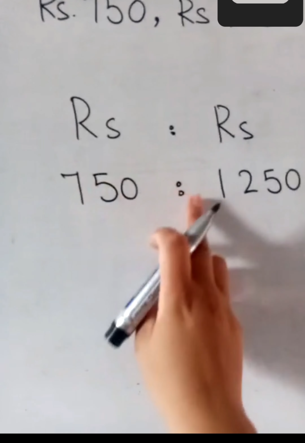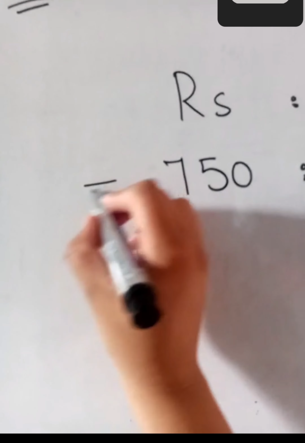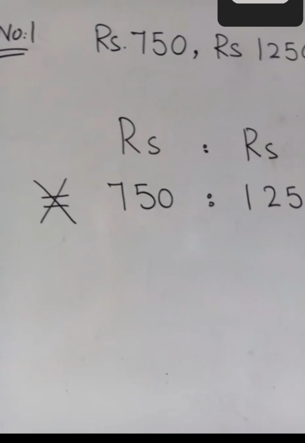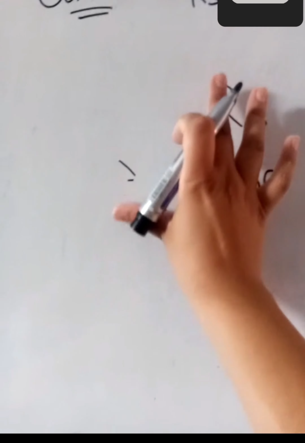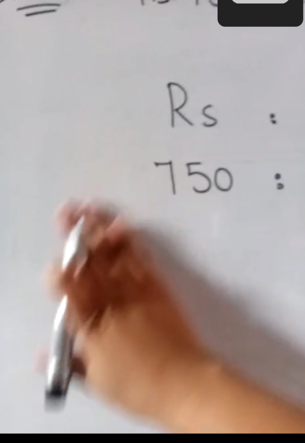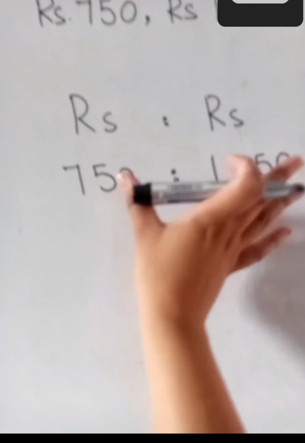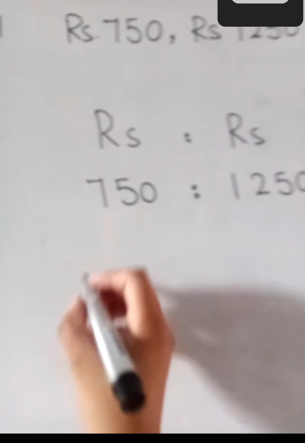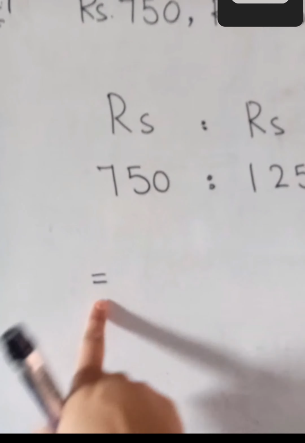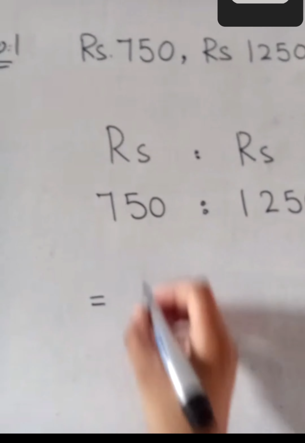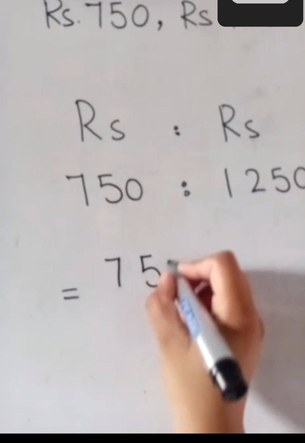Keep in mind, when you write it in the ratio form, you will not put the equality sign here. This will be wrong, and your question will be wrong from here, because in ratio we don't put the sign of equality, as it is a relation between two terms. When you convert it into fraction, then you will mark the sign of equality.